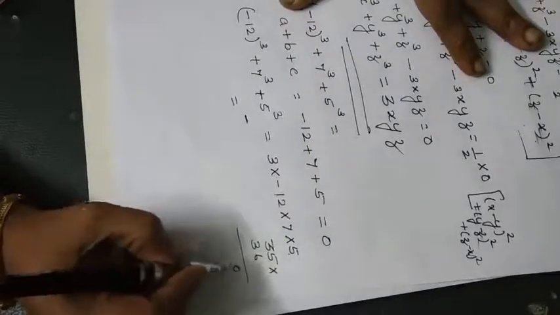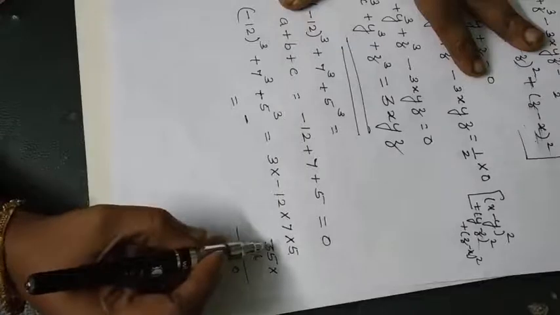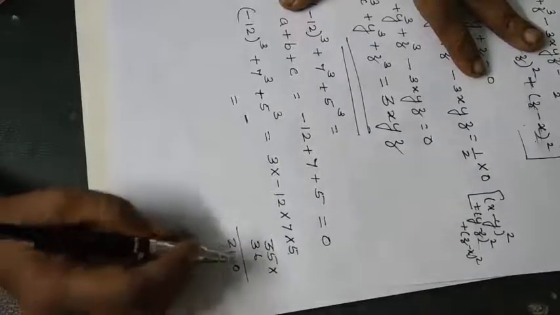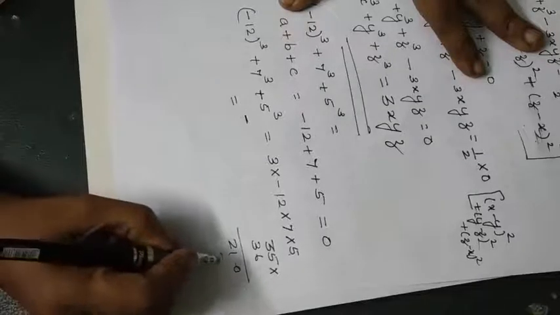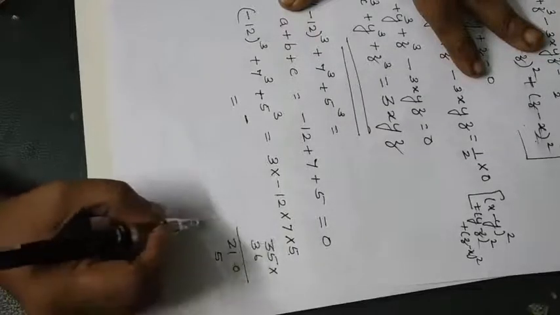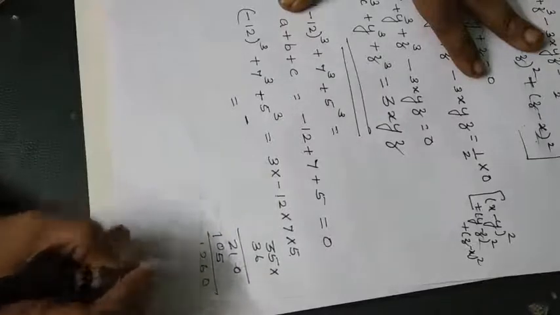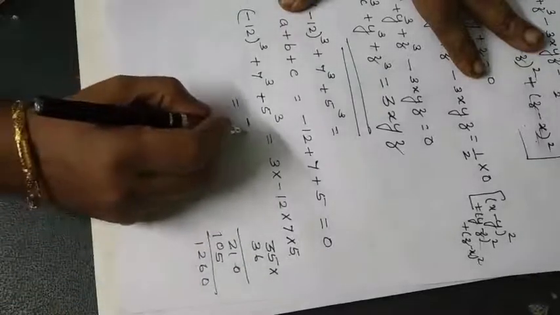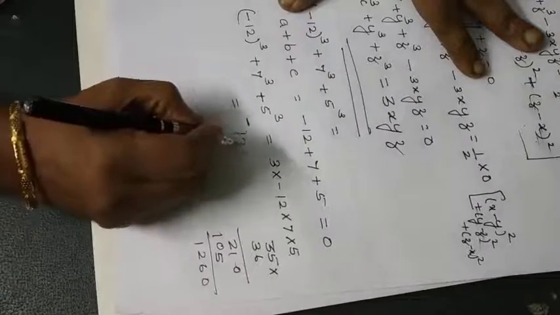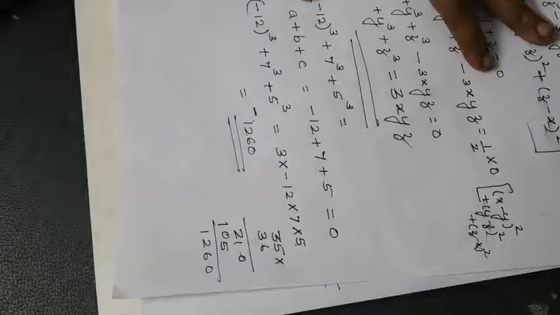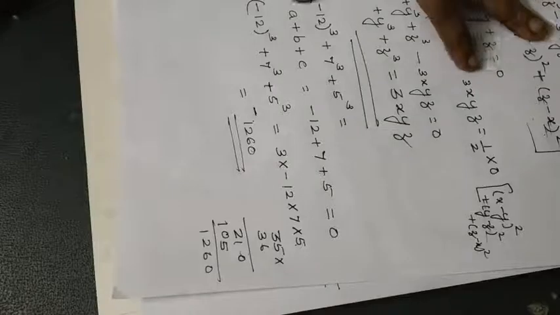6 5s are 30, then 21. So 1260. Its value is negative 1260.